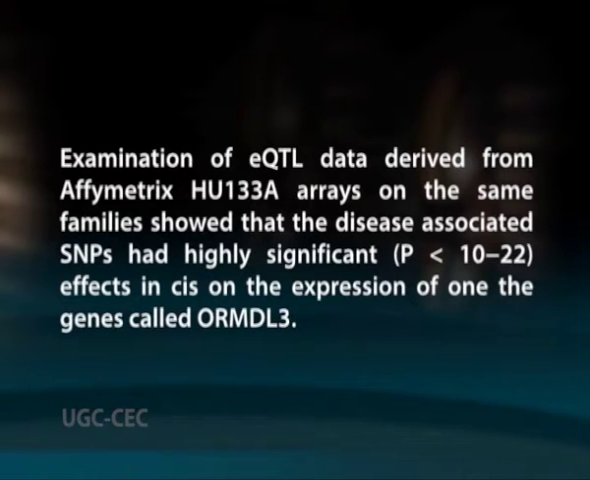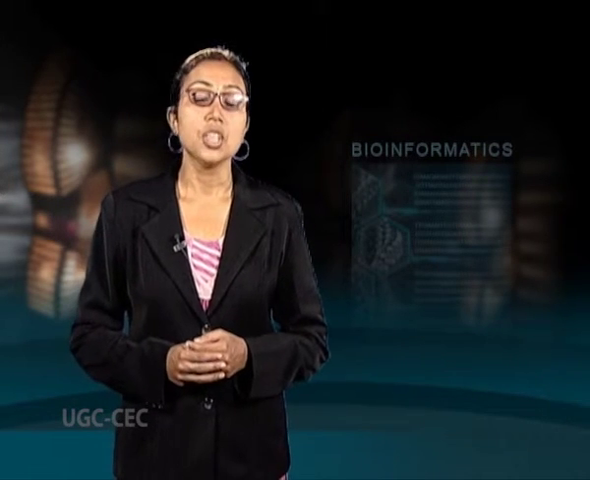Examination of eQTL data derived from Affymetrix HU133A arrays on the same families showed that the disease associated SNPs had highly significant, that is p less than 10 to the minus 22, effects in cis on the expression of one gene called ORMDL3. In these data, borderline significant effects were also seen in expression of the gene neighboring ORMDL3, GSDML. Subsequent eQTL studies with the Illumina platform and RT-PCR experiment confirmed that the same SNPs determined eQTL with both genes.